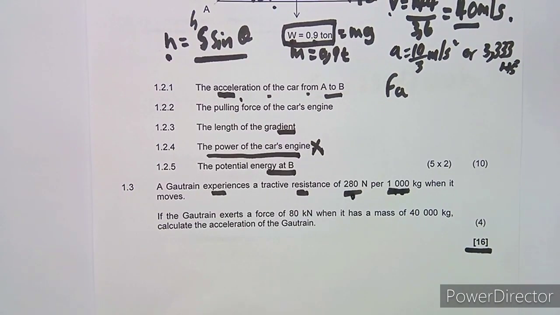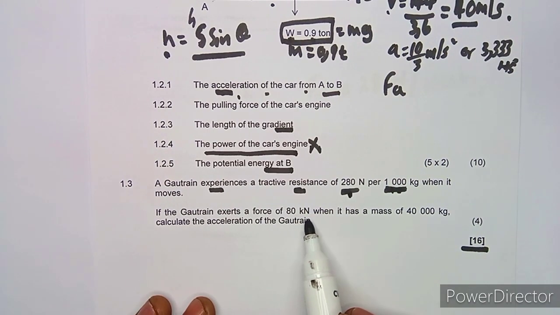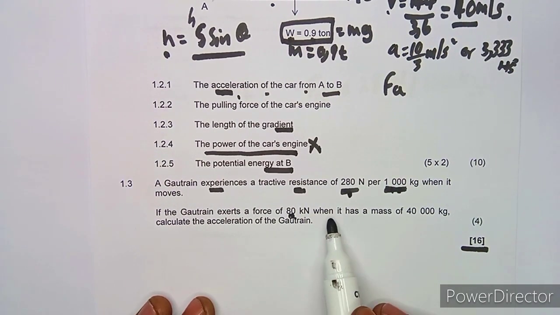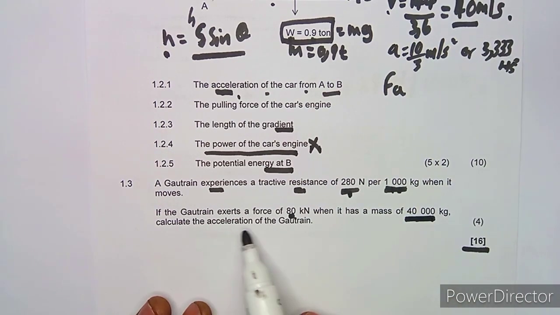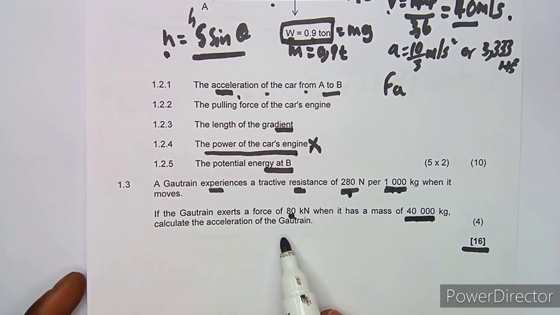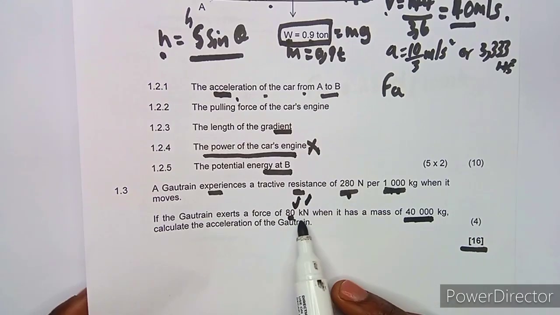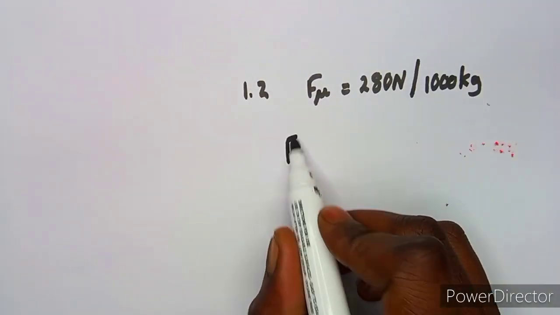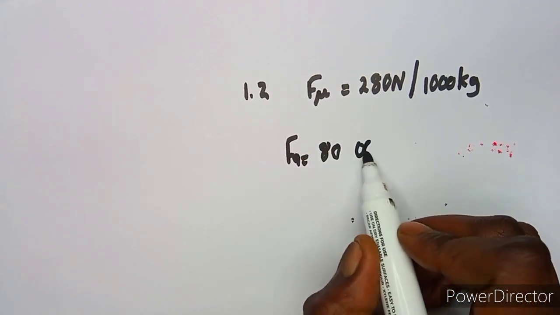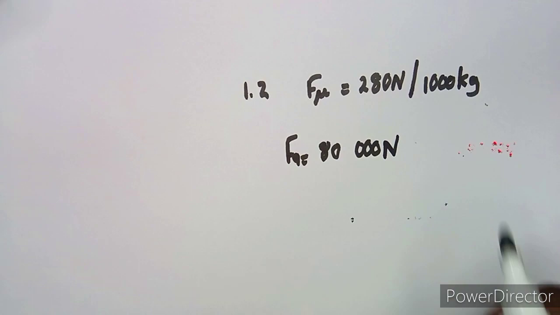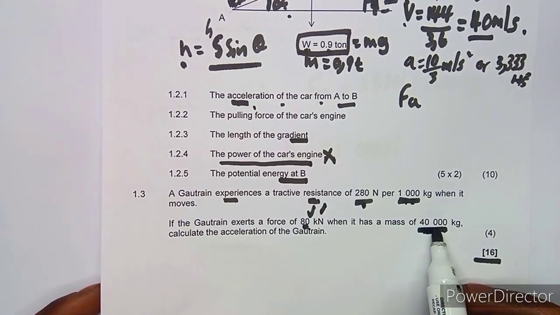So whenever there is 1000 kg in terms of the mass, 280 is going to be lost. Now the question is, if the train exerts a force of 80 kilonewtons, take note, 80 kilonewton, when it has a mass of 40,000 kg, calculate the acceleration of the train. So F applied is 80 kilo, which is actually 80,000. Kilo means 1,000, remember guys. And the mass at that moment is 40,000.